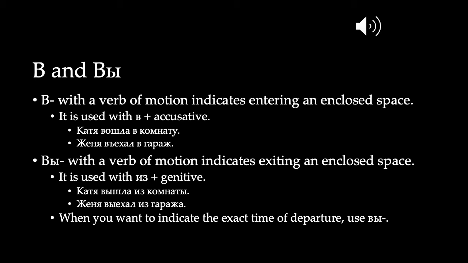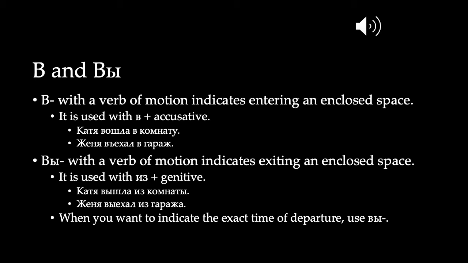V is a consonant, and so we have to add о before шла. And then with въехал, we have в with a hard sign because we have to add that hard sign before ехать or идти with в-. The opposite of в- is вы-, and that indicates exiting an enclosed space. And you're pretty much always going to use it with из plus the genitive because it's pretty much always going to be used to indicate exiting an enclosed space. For instance, Катя вышла из комнаты. Katya exited the room. Katya left the room. Женя выехал из гаража. Zhenya drove out of the garage, or Zhenya exited the garage.